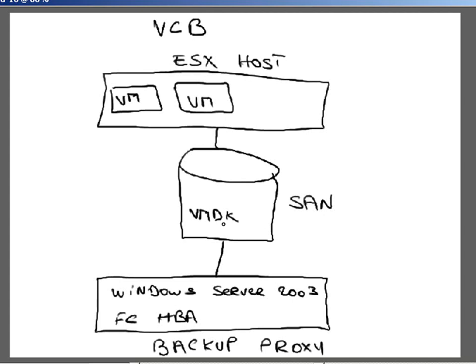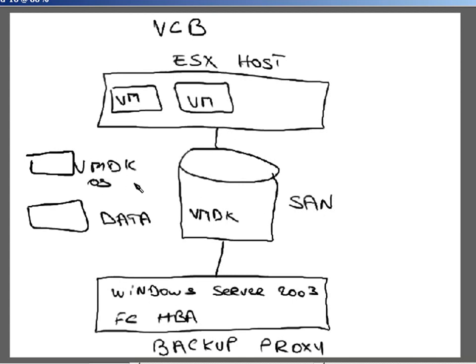Now ideally, and the way VMware recommends that you prepare for your backup, is to have multiple VMDK disks. So you would have a VMDK, for example, for your operating system, and then you would have a VMDK for your data. So the first VMDK would hold, for example, the OS and the applications. The second VMDK would hold the data for those applications. Now obviously both these disks will live on the SAN.